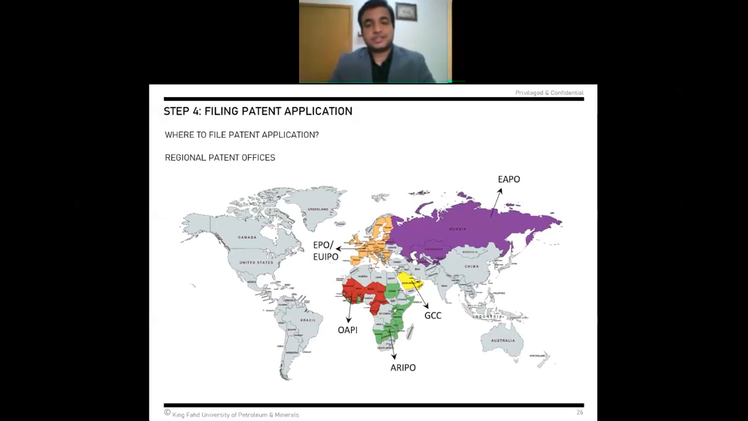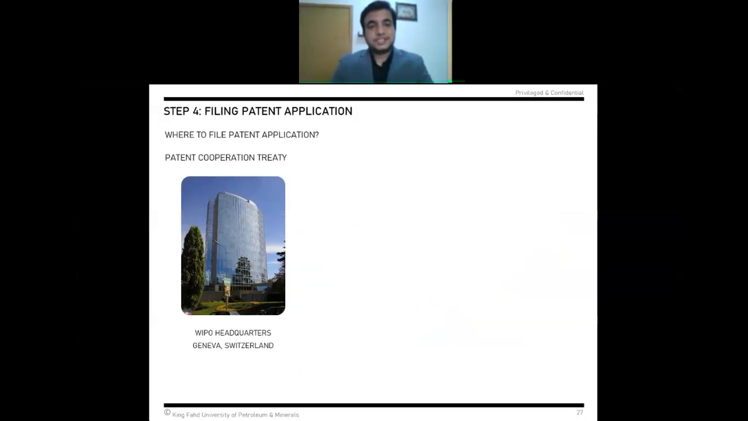And the second option is a regional patent office. For example, Europe consists of many countries, and the European Patent Office is the regional office which provides protection in all of those countries. If you file one European patent application and if it's granted, it gives protection in all countries of Europe. And there is the GCC regional office, which provides protection in 6 countries. There are a couple of regional offices in Africa, and there is the Eurasian Patent Office. So you have the national patent office, you have the regional patent office. The third option is a PCT application.